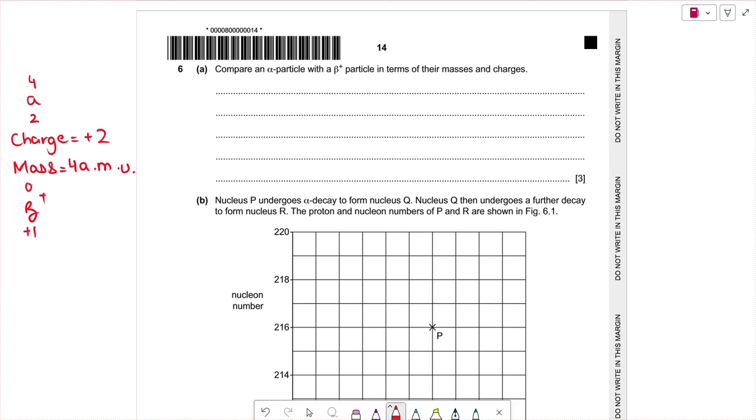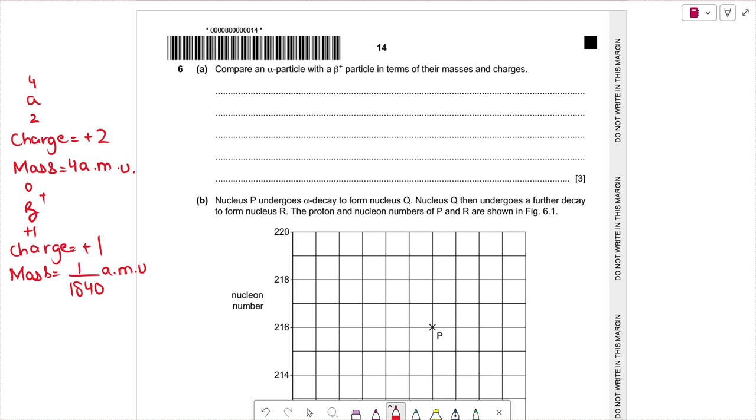Now, if we talk about the beta positive particle, it has a charge of plus 1 and its mass is almost equivalent to the mass of an electron. So we say its charge is plus 1 and the mass is 1 over 1840 atomic mass unit. Now we have to compare the masses and the charges of alpha and the beta positive particle.